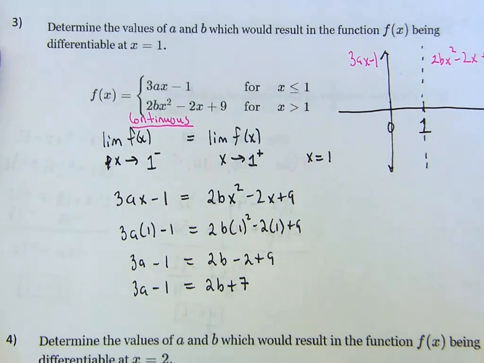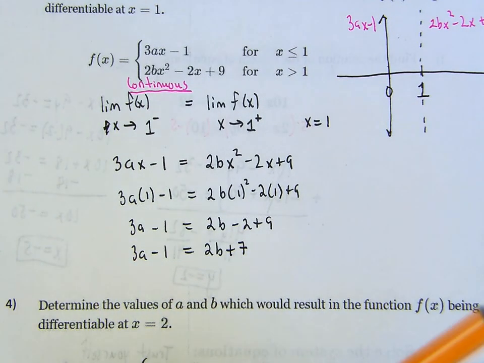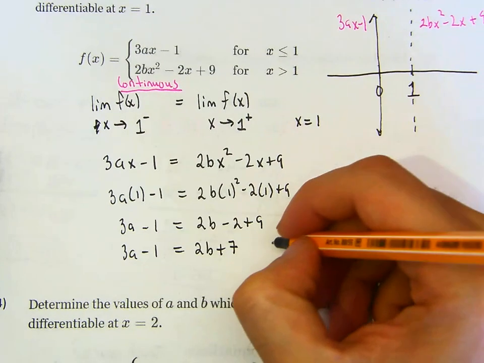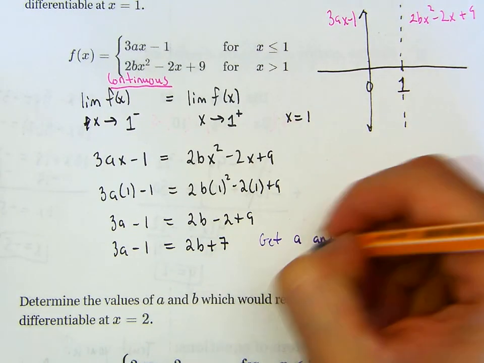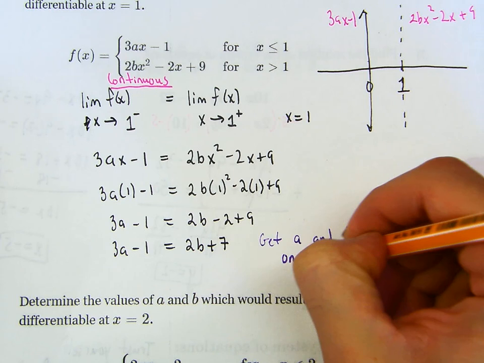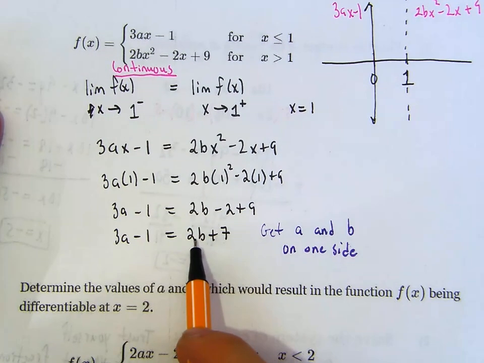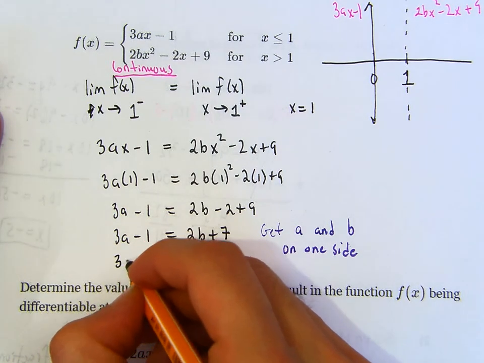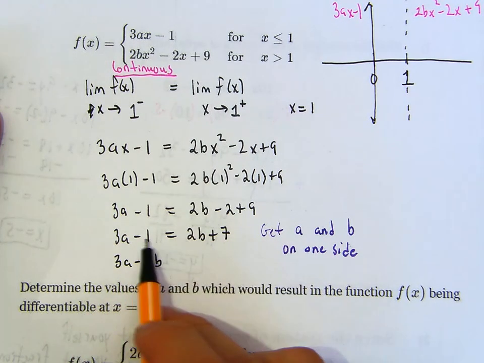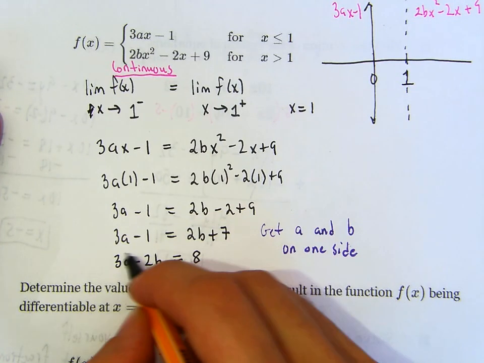Okay? And once you get to this point, let's get a and b on one side. So here, how would it look? Let's minus 2b. So you have 3a minus 2b. And let's plus 1 to the other side. So this equals 8. Okay?